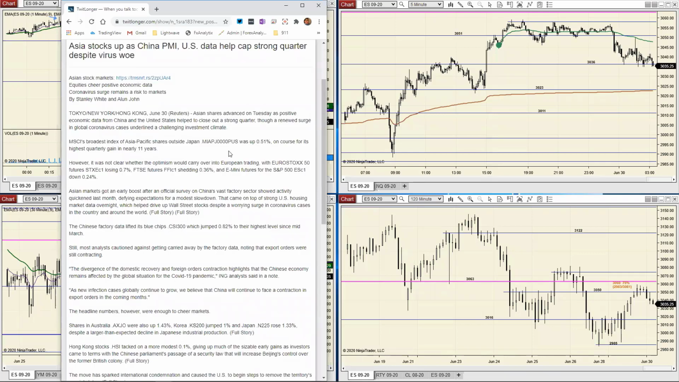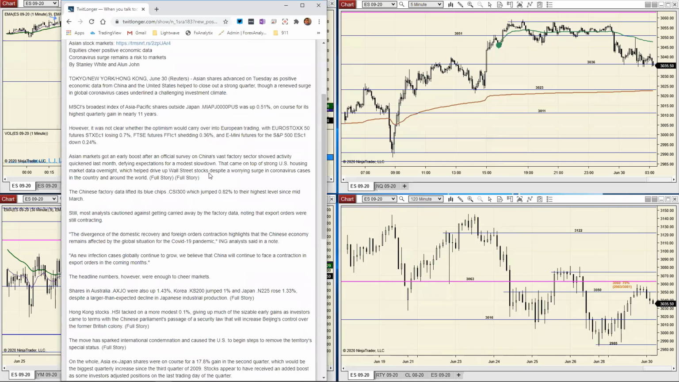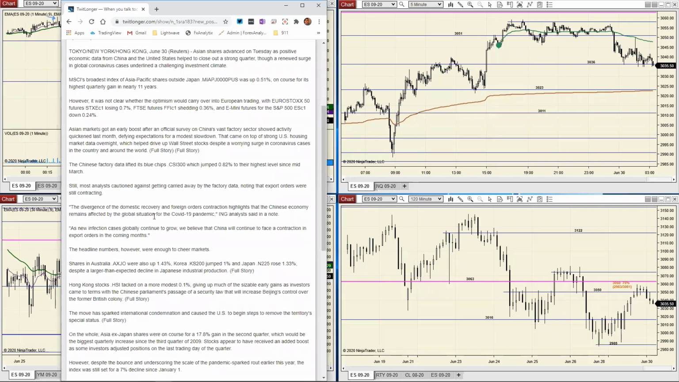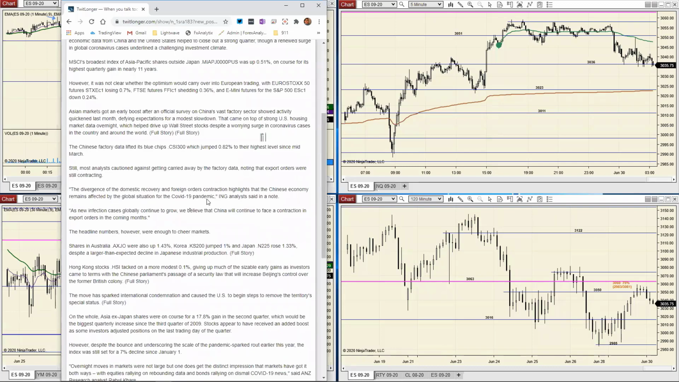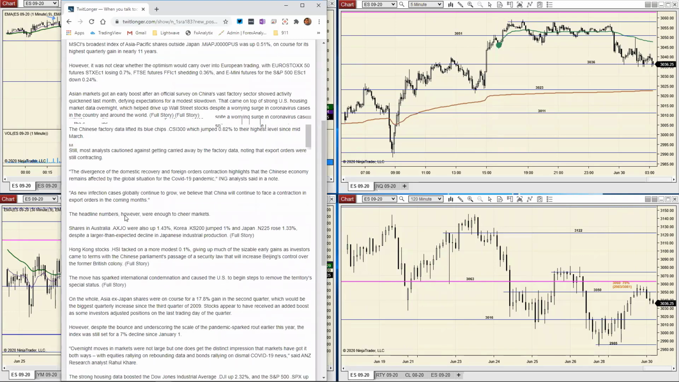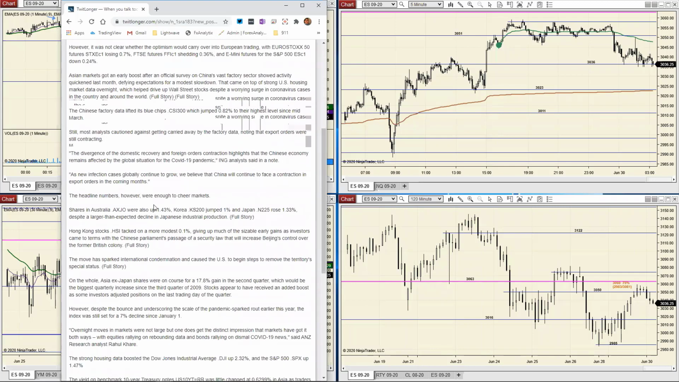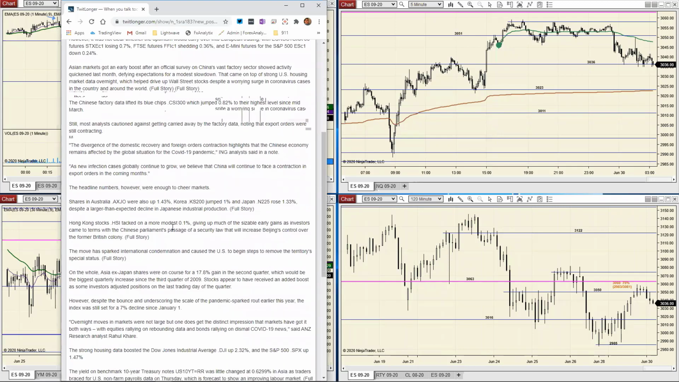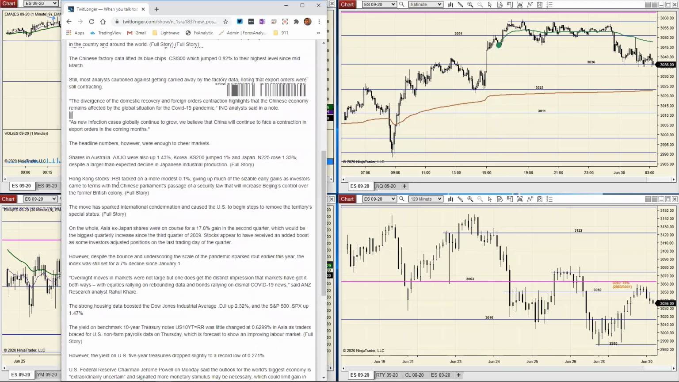Asian shares advanced on Tuesday as positive economic data from China and the U.S. helped to close out a strong quarter. The divergence of the domestic recovery and foreign orders contractions highlights that the Chinese economy remains affected by the global situation with the COVID pandemic. As new infection cases globally continue to grow, we believe China will continue to face a contraction of exports in the coming months. On the whole, Asia ex Japan shares were on course for a 17.8% gain for the quarter, which would be the biggest quarterly increase since the quarter of 2009.